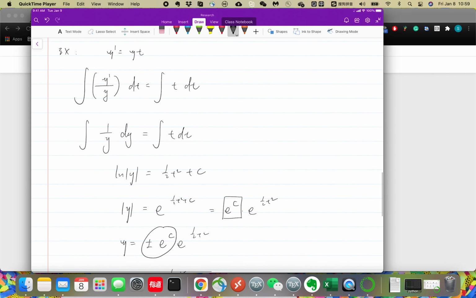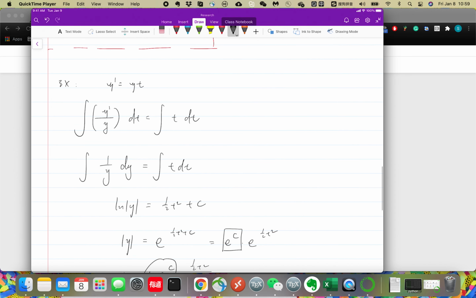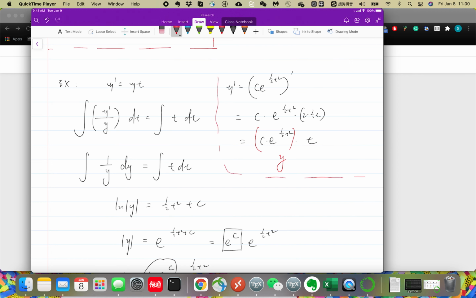Okay, does it work? Well, let's try y prime. c e to the 1/2 t squared times 2 times 1/2 t, by chain rule, which is c times t times e to the 1/2 t squared, which is y times t. So that certainly satisfies the differential equation we just wrote down. All right, this is nice.